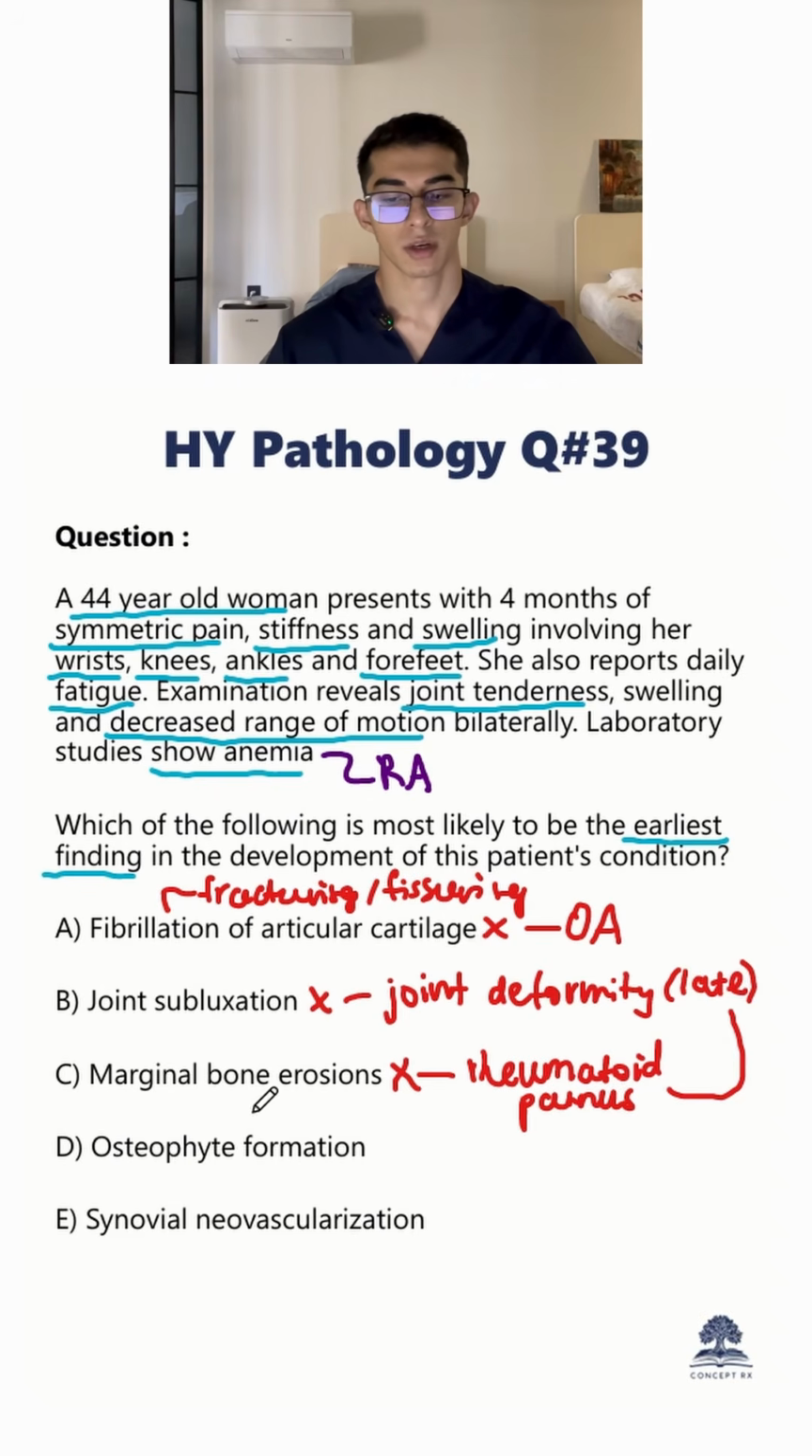Choice D, osteophyte formation, also known as bony spurs, that develop at the edge of the bones, particularly around the joint, and are a very characteristic finding in osteoarthritis. And lastly, choice E, synovial neovascularization, is the correct answer.